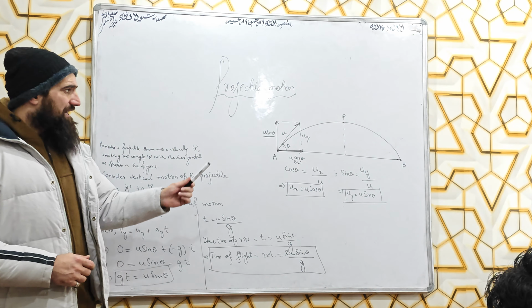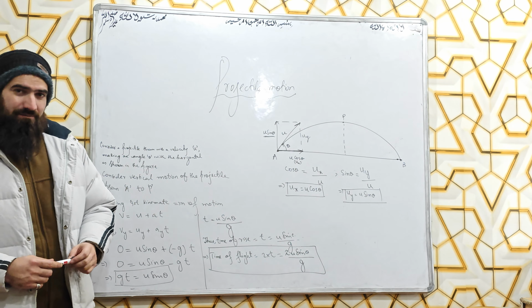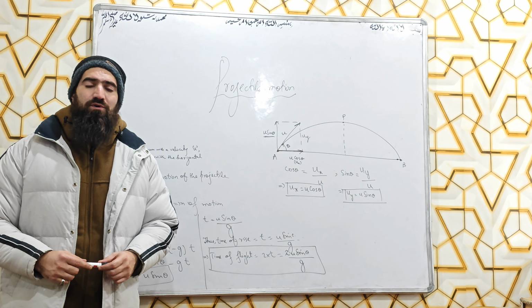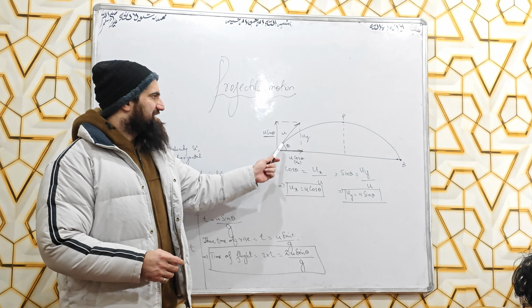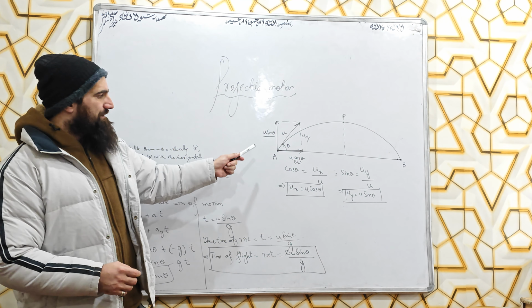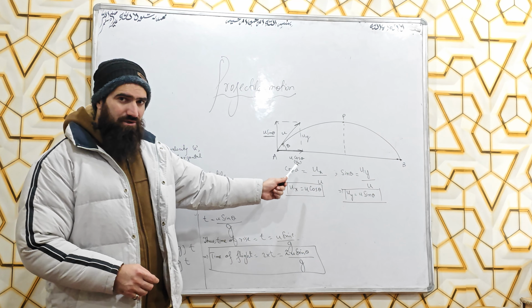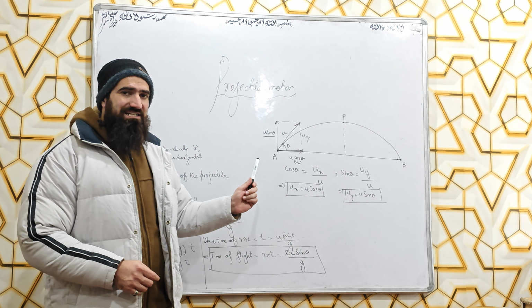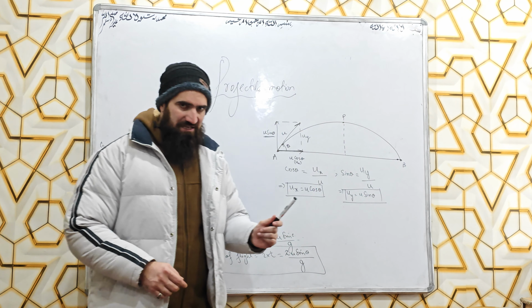And projectile motion is that type of motion in which a body is thrown with some initial velocity and is allowed to move under the influence of gravity. So if you are throwing a stone, a body, with some initial velocity u, which can be resolved into two components, u cos theta, the horizontal component, and u sin theta, the vertical component, it will follow this very path and will reach B.